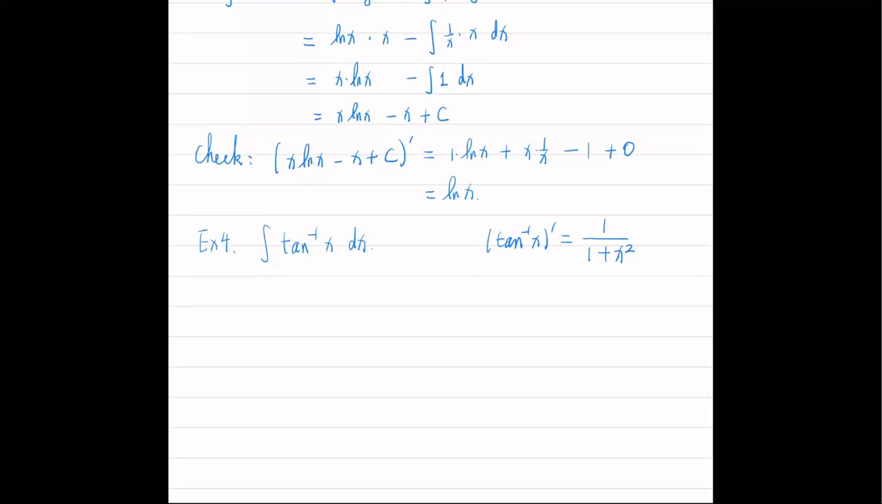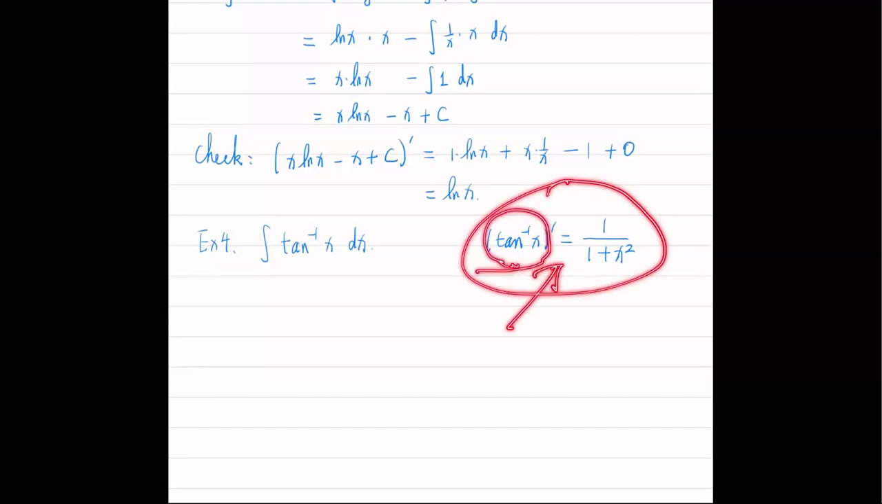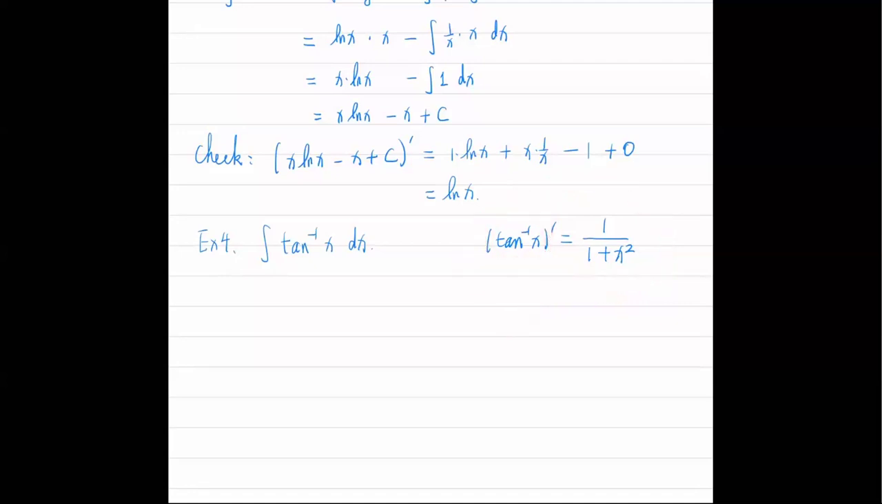Okay, let's see. How did we find this derivative? What method did we use? How did we find this derivative, Sakina? Okay, we use implicit differentiation. So let's briefly recall this implicit differentiation. This is the same as tangent y equals x.